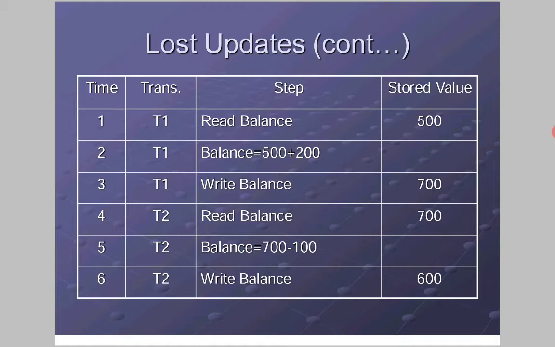At time 1, transaction T1 reads balance 500. Transaction T2 computes balance equals 500 plus 200. Transaction T1 writes balance 700. Again, transaction T2 reads balance 700. Transaction T2 computes balance equals 700 minus 100. Transaction T2 writes balance 600.